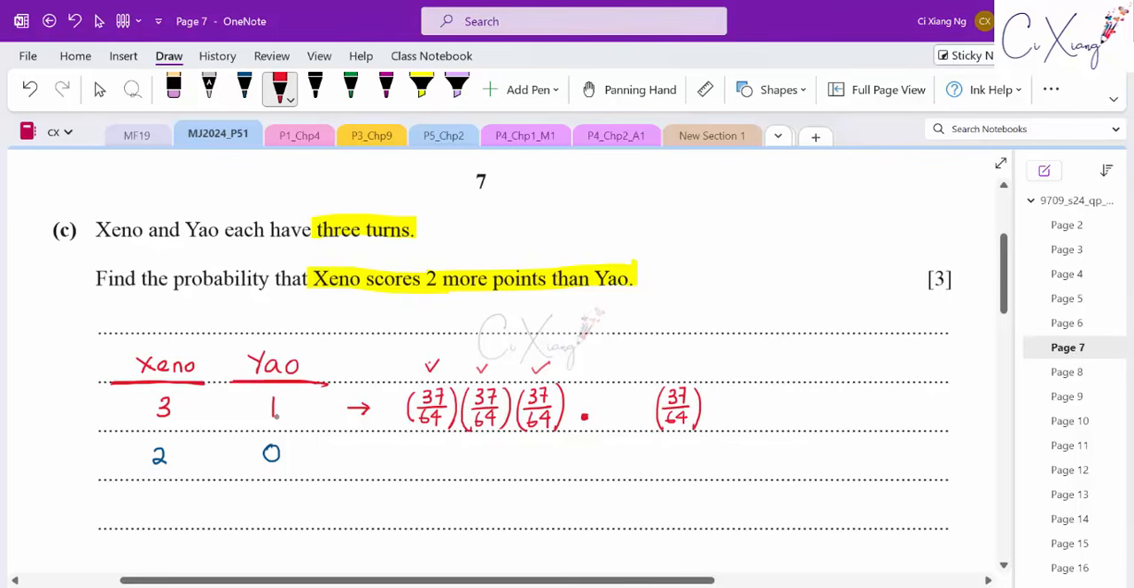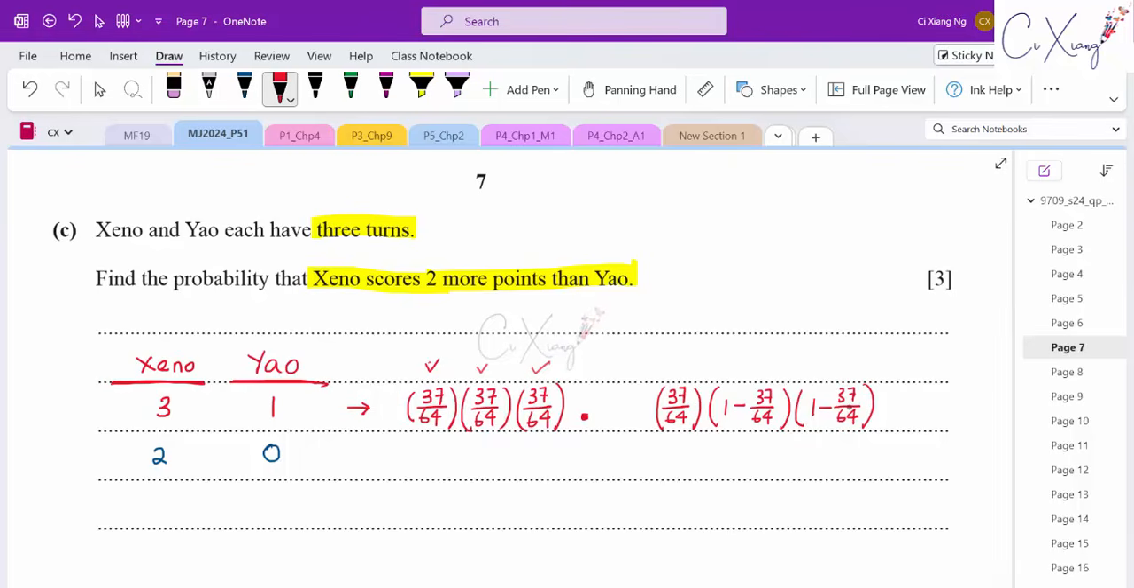For the first turn, let's say he or she scores 1 point, so 37 over 64. For the second turn, didn't score any point, so it should be 1 minus 37 over 64. Then for the third turn also, it will be 1 minus 37 over 64. Okay, so you can see that it scores 1 point for 1 turn, and the other 2 turns have no point.